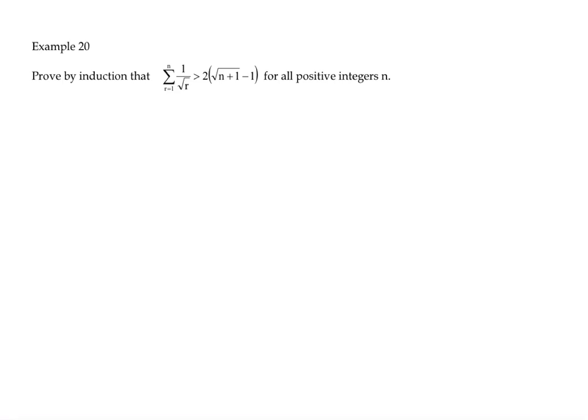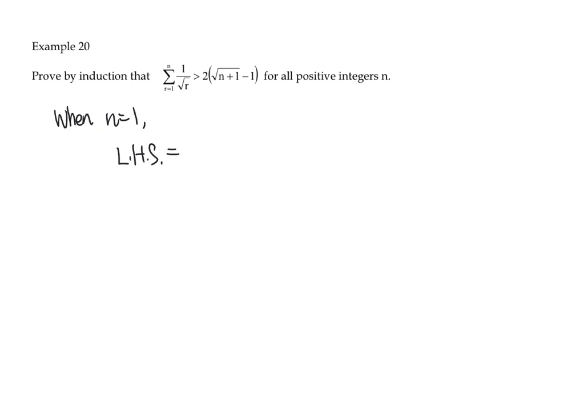So let's take a look at example 20. That is an inequality. We have to prove by mathematical induction that this inequality is true for all positive integers n. It's the same as the other MI questions. We just have to prove it starting from n equals 1. So look at what it looks like when n equals 1.